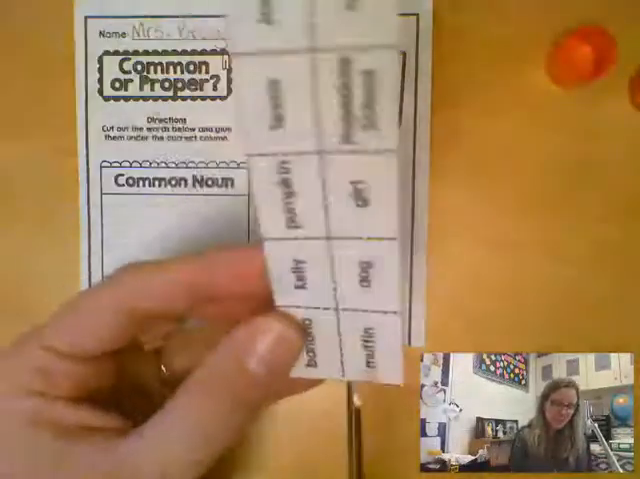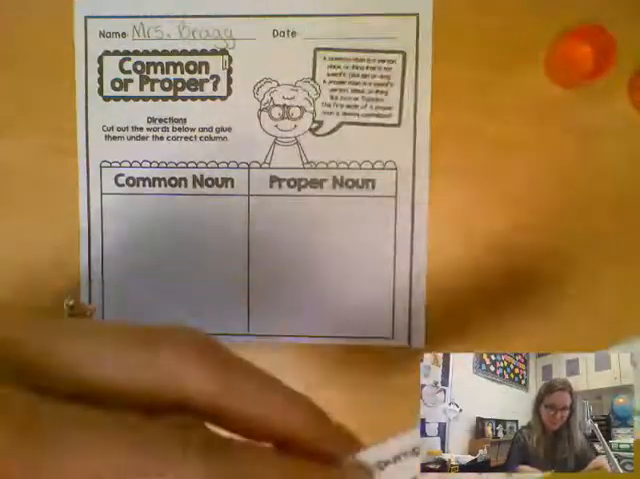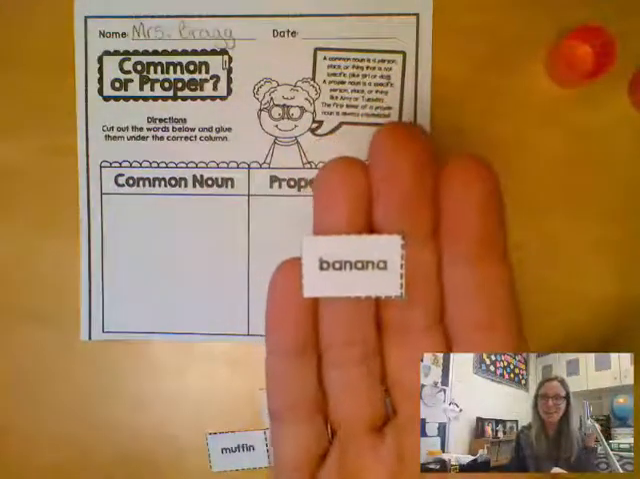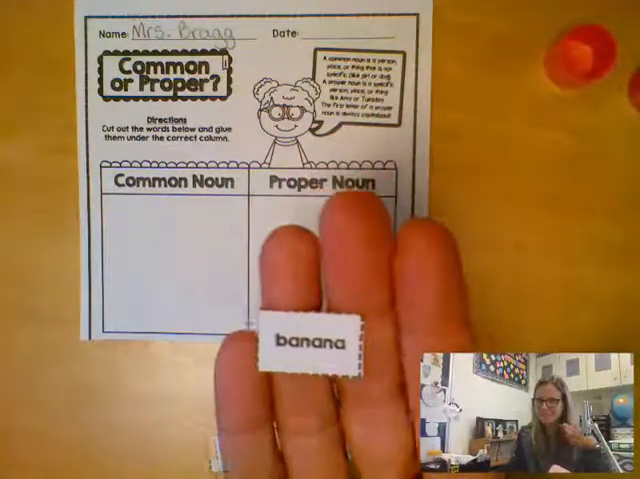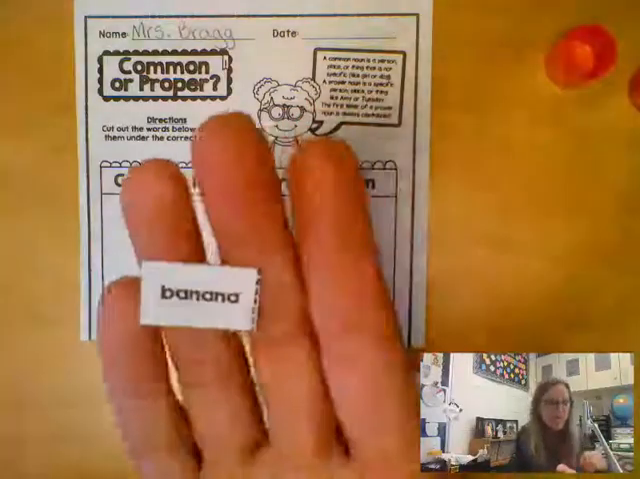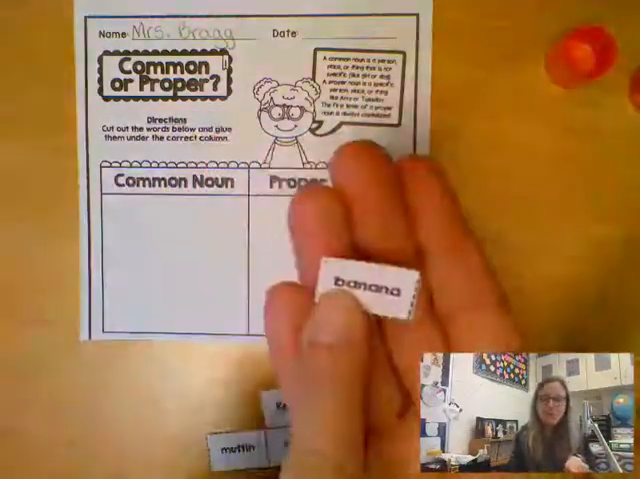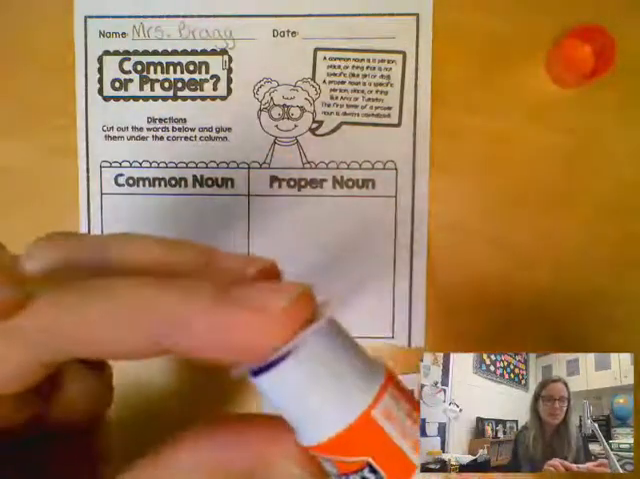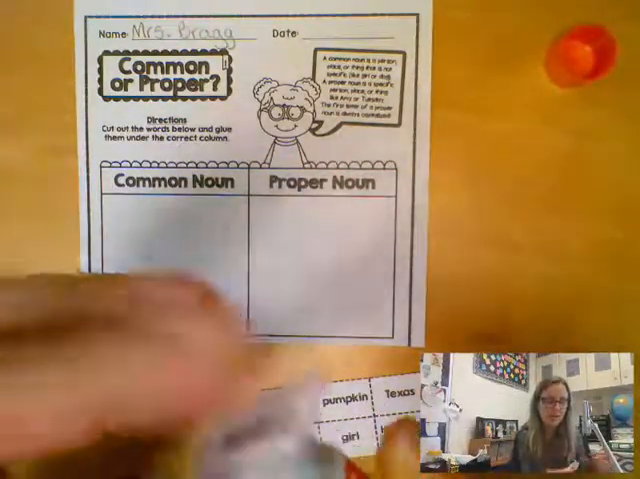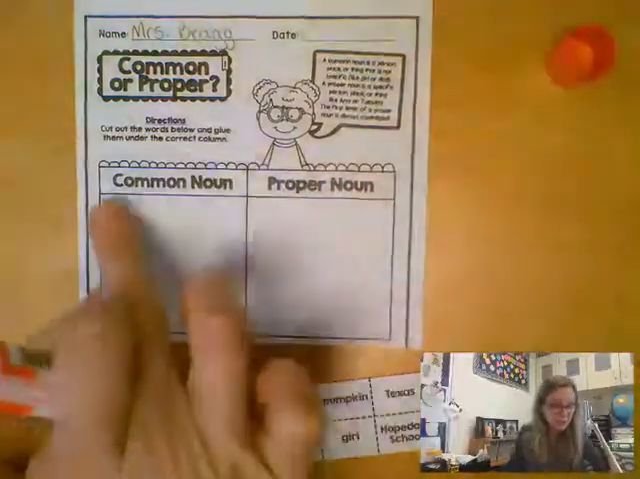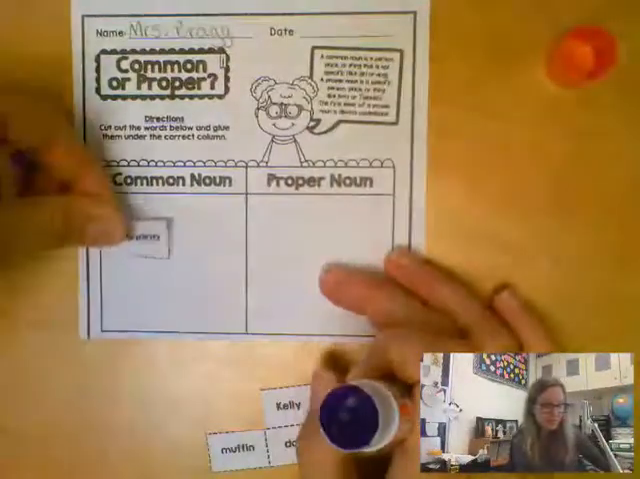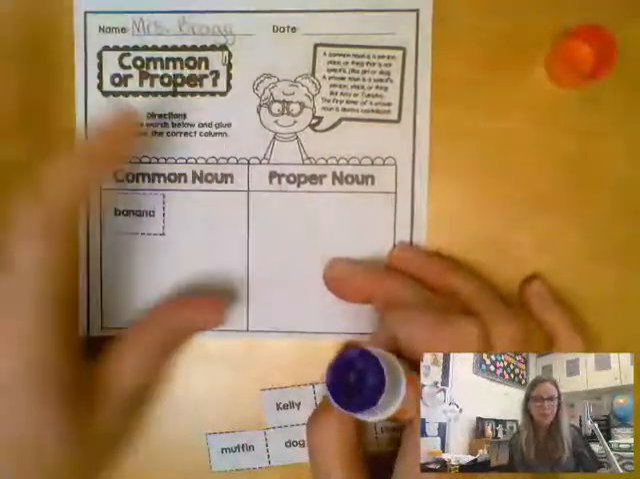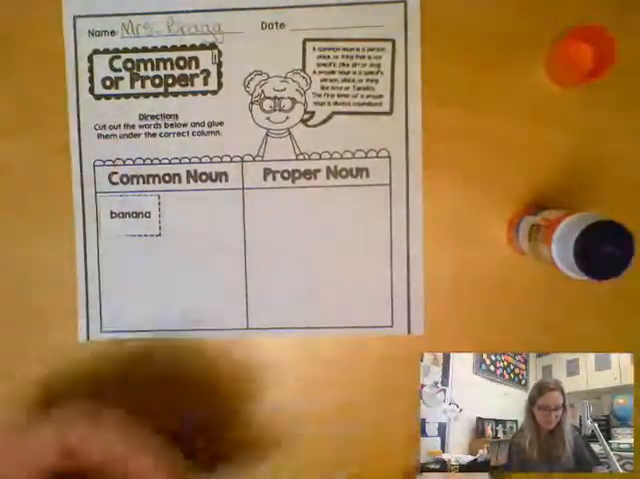So the first one I have here I'm going to cut out, and it says banana. Now, a banana is not a specific name, and it's a common noun, so it begins with a lowercase letter. So I can put some glue on the back of my common noun, and make sure where it says common nouns, you glue your banana. You don't want to accidentally put it on the wrong side, okay?